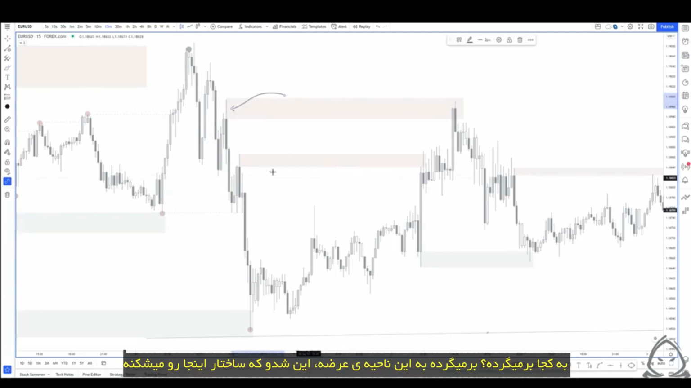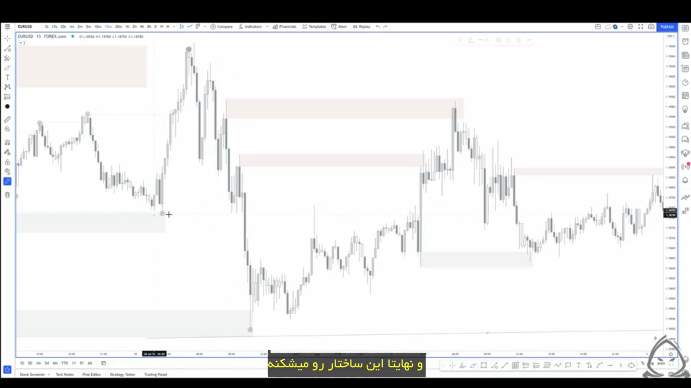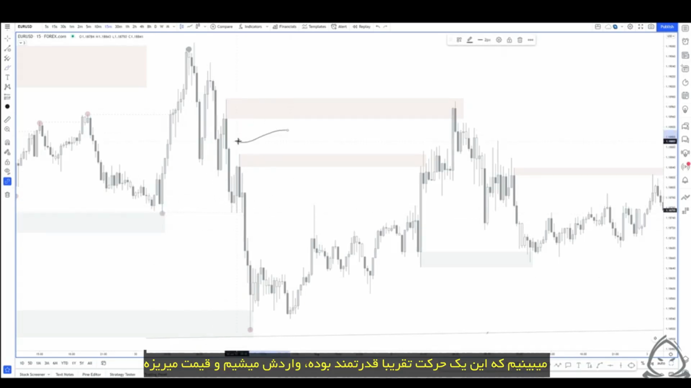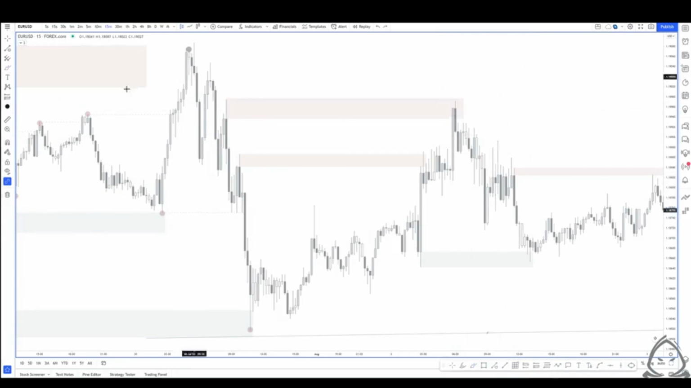Where does it return to? It returns to this supply zone, this wick that breaks this structure right here, and then ultimately breaks this structure. And what we can see is this is a pretty powerful move. We tap in and then we start to run off. Now, of course, this leaves this one open as well.